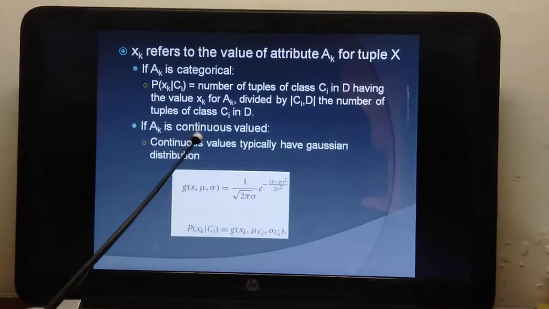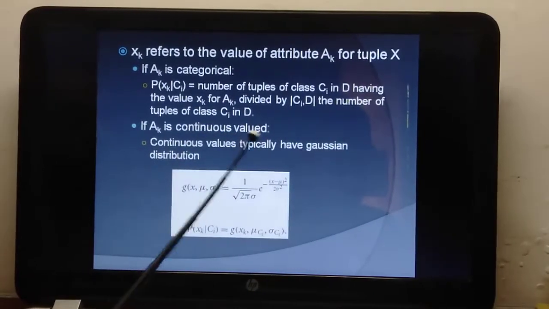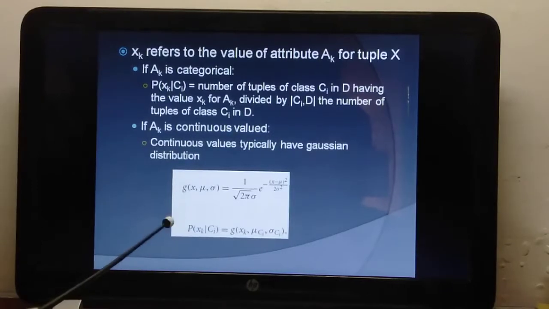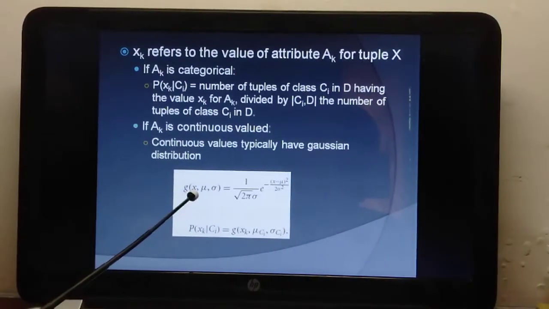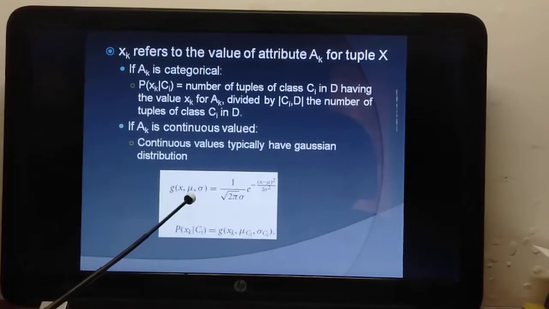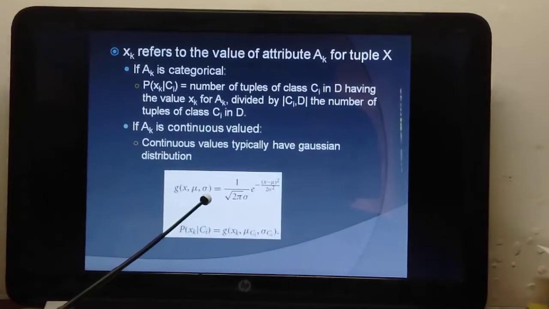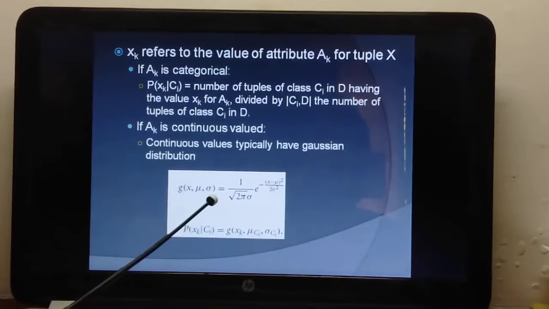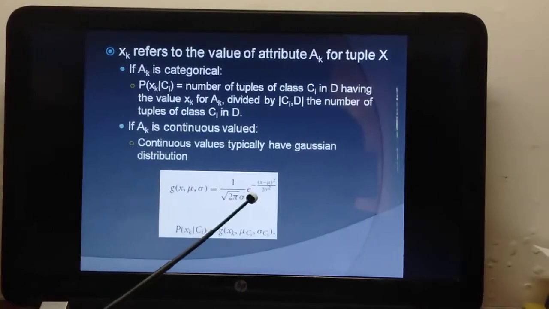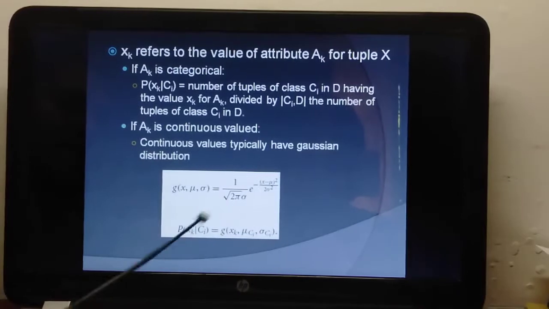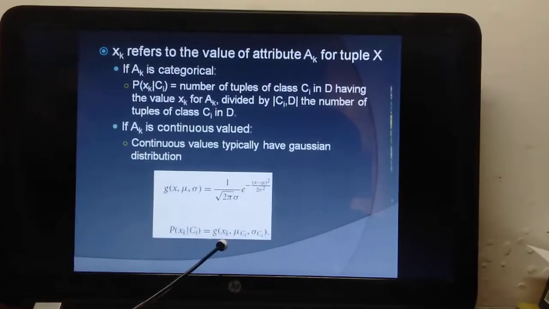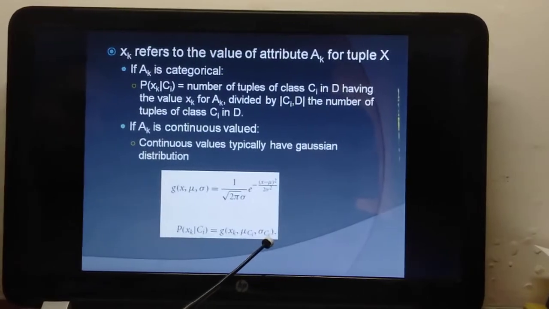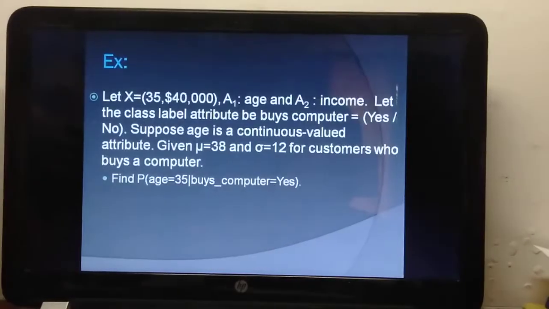Now, if we have continuous values, meaning numbers, then we use the Gaussian distribution. All you need to do is find the Gaussian distribution of that particular attribute, using the mean value mu and sigma, the standard deviation of that attribute. You already know how to find the mean and the standard deviation. Apply them in this formula and you will get the value of P of xk given Ci, G of xk, mu Ci, sigma Ci. And there is an example here.